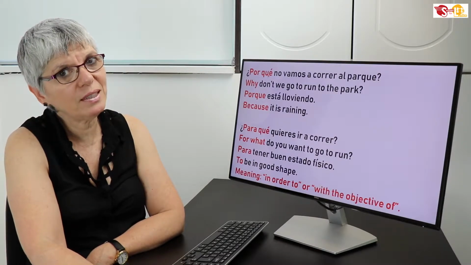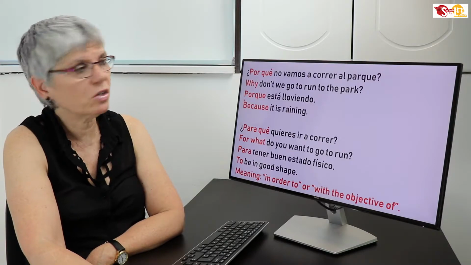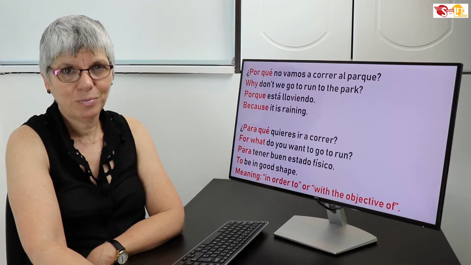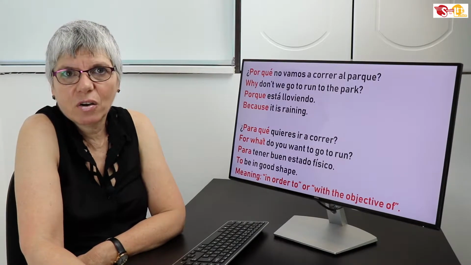Por qué. Notice that I pronounce it in a different way. ¿Por qué? Why, and porque, because. ¿Por qué no vamos a correr al parque? Porque está lloviendo. Good? Okay, now, ¿para qué quieres ir a correr?